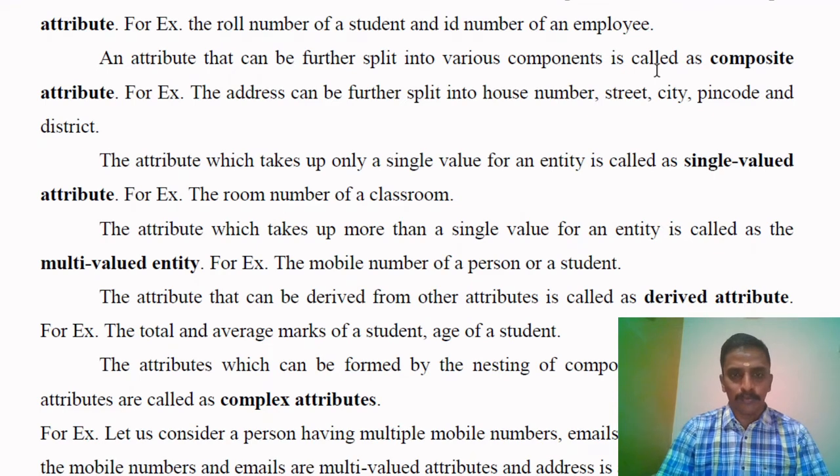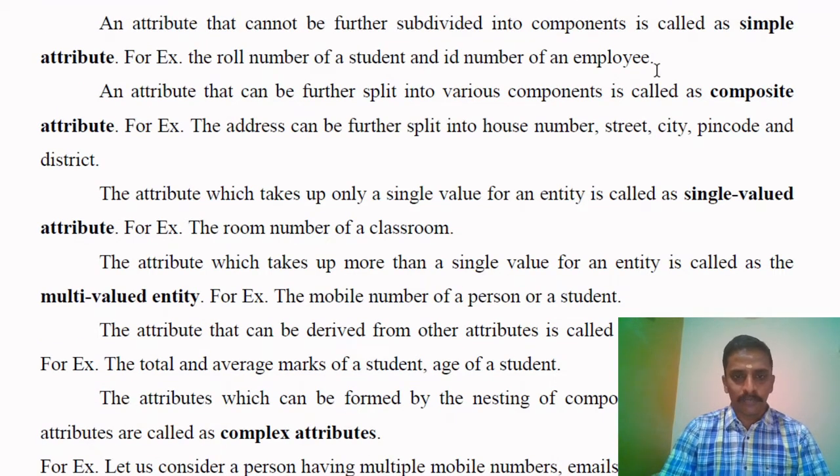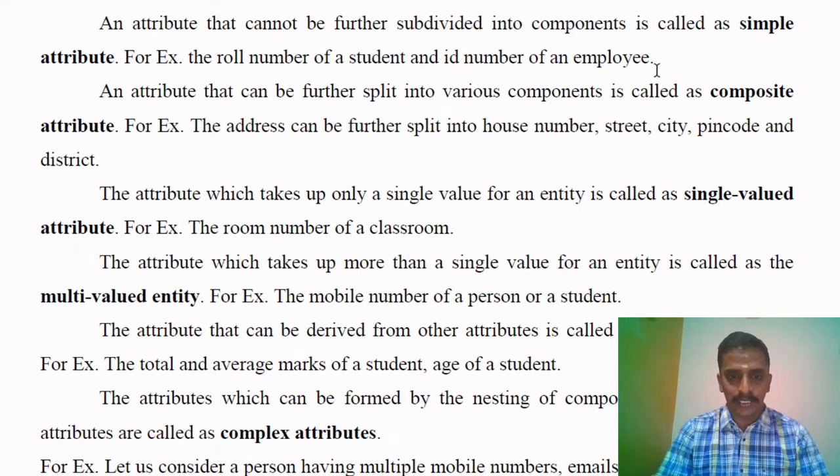The attribute which takes more than a single value for an entity is called a multi-valued attribute. For example, the mobile number of a person or a student. A person or student may have more than one mobile number, so this will be considered as a multi-valued attribute. The attribute which can be derived from other attributes is called a derived attribute. For example, the total, average marks of a student and the age of a student are examples of derived attributes. We can derive the total and average from the marks, and we can derive the age from the date of birth.